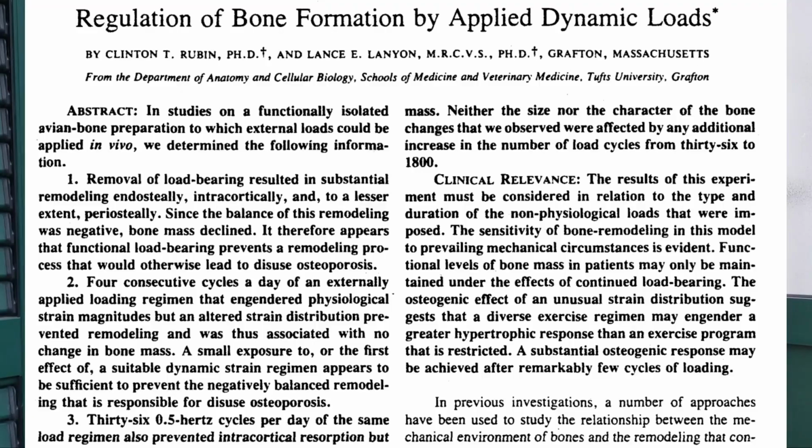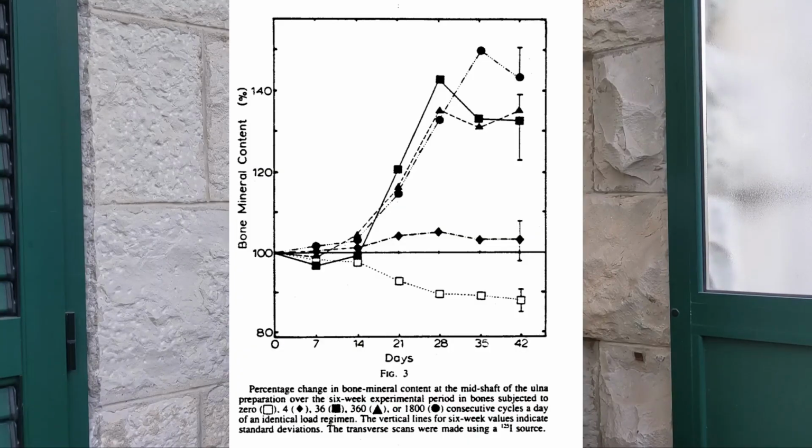Another study using an isolated avian ulna model compared effects on bone formation provided by increasing number of loading cycles in a given session of mechanical loading. Animals had their limbs immobilized and were divided into groups receiving either 4, 36, 316 and 1800 loading cycles at a 0.5 Hz frequency each day for 6 weeks. Results showed a quite diminished effect after increasing volume from 36 to 316.